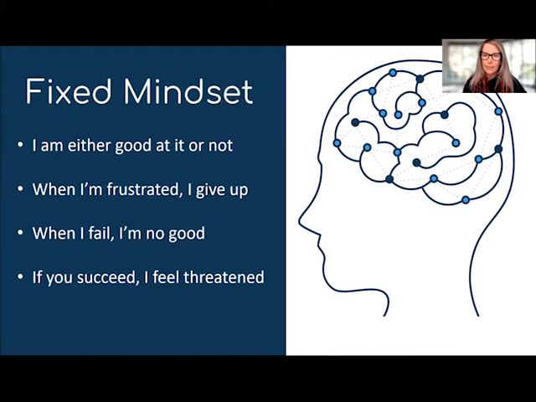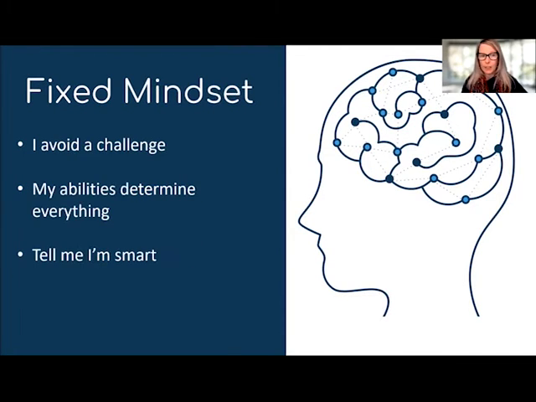But the fixed mindset might say that, you know what, I'm a loser and I'm no good if something like that happens in life when you do face failure. And then if other people around you succeed, the fixed mindset might say, I'm threatened by that. And I'm not helping you celebrate, I'm feeling threatened. So that's a little bit of what the fixed mindset might be telling you.